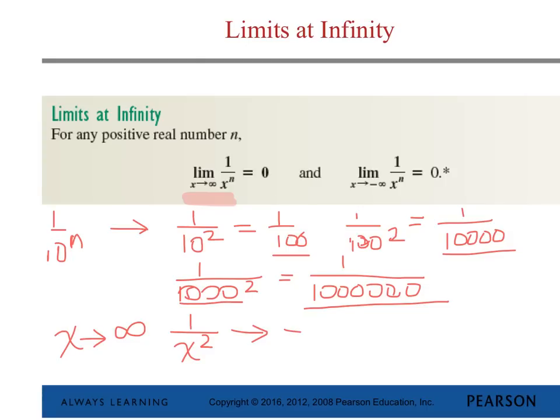In other words, it approaches negative infinity. I'm sorry, not negative infinity. I misspoke. It approaches 0. There is no value of x that's large enough that you can divide it into 1 and actually make 1 disappear. So the limit as x approaches infinity of x raised to that power is going to turn out to be 0.